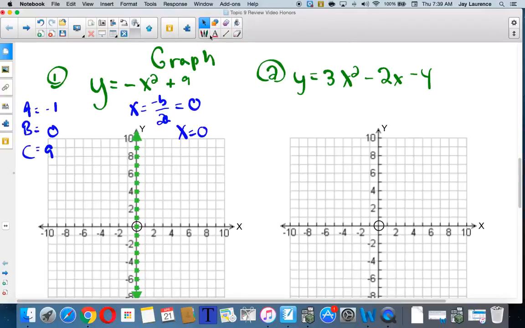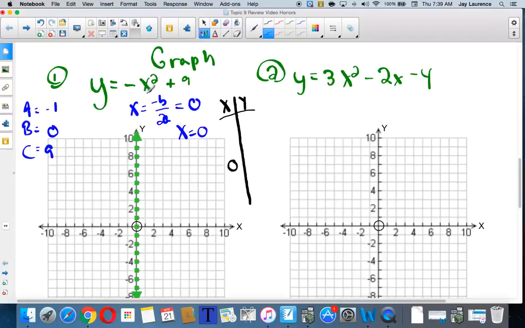Okay, so now, if I make a table, oh, I guess I should find the y-coordinate of the vertex, shouldn't I? Yeah, so let's do that. So let's put 0 in as the x-coordinate of the vertex. And if I put 0 in here for x, I get 9 out, don't I? So that means the vertex is at 0, 9. All right, there's my vertex at 0, 9.